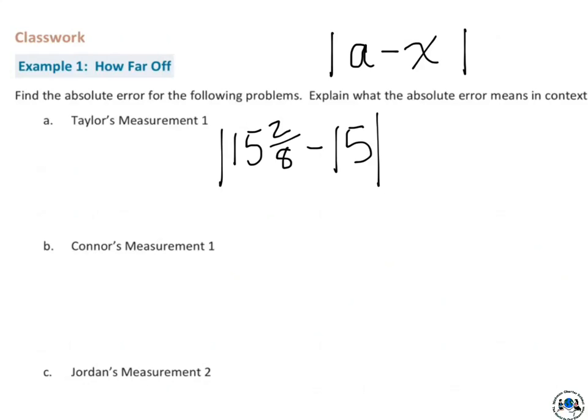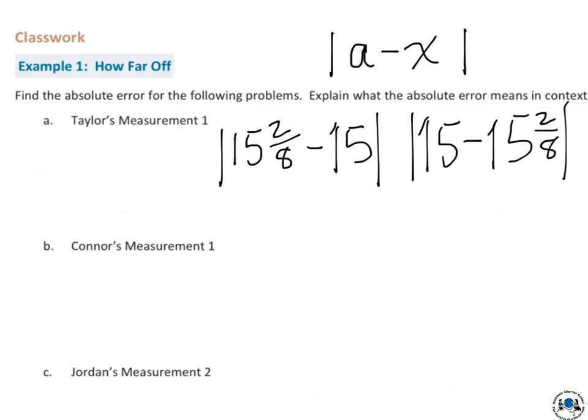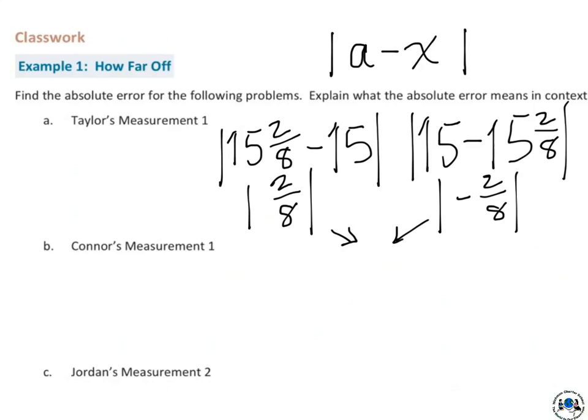Well, let's do these side by side. I could also do the absolute value of 15 minus 15 and 2/8. Let's just watch. Again, we did this already, but just to reiterate, in this case we do a minus x to keep it consistent, but truth is, it could be the absolute value of x minus a. Anyway, in this case we have the absolute value of 2/8, and here we have the absolute value of negative 2/8, and those are both equal to 2/8 inches.